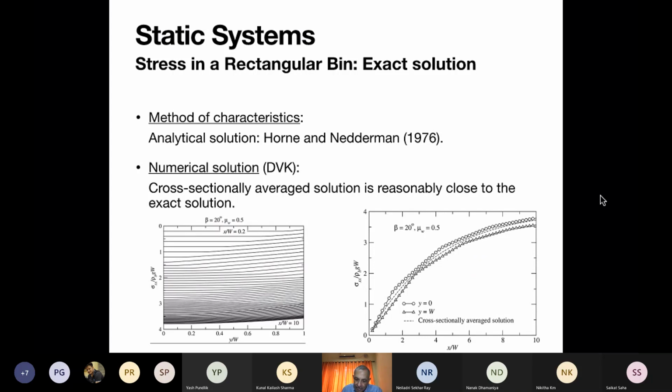And in this graph, I'm showing the actual value of sigma xx versus x. And this dashed line is the cross-sectionally average solution. And these two other lines with the points show the exact solution at y equal to 0, which is the center line, and y equal to w, which is the wall. And you can see that they are reasonably close, so the cross-sectionally average solution is quite a good approximation.